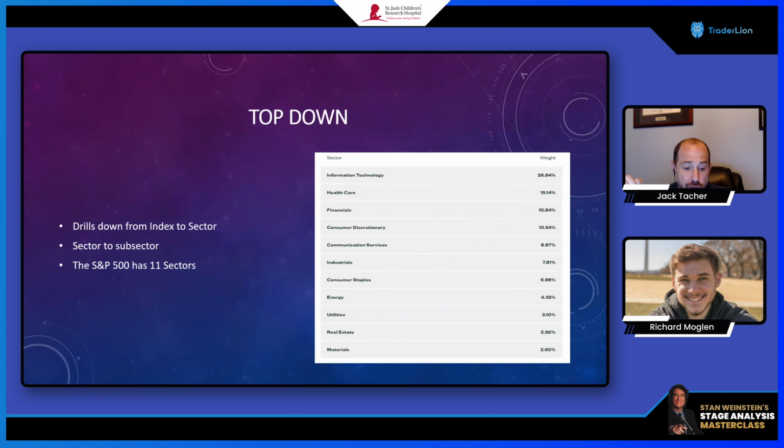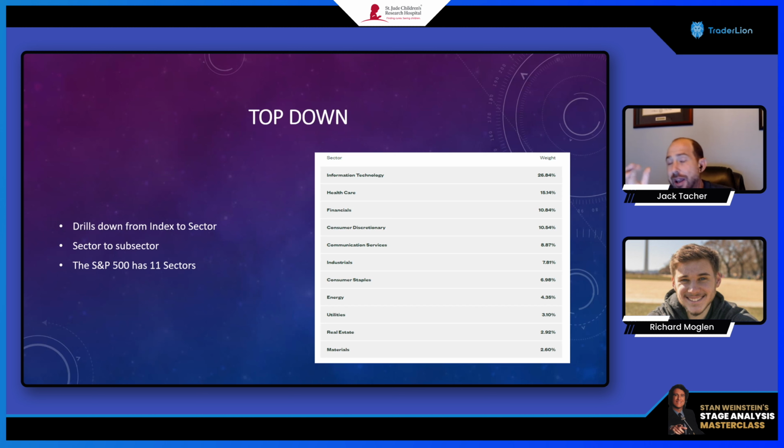So, top-down approach. I use both a top-down and a bottoms-up approach, and we'll get to the bottoms-up in a second. I'm looking for individual sectors and equities that I want to be involved with. A top-down approach goes from the index to the sector, to the subsector, and then to the equity. And I'm looking for relative strength and setups, right? That's the whole point of this, finding the best of the best.